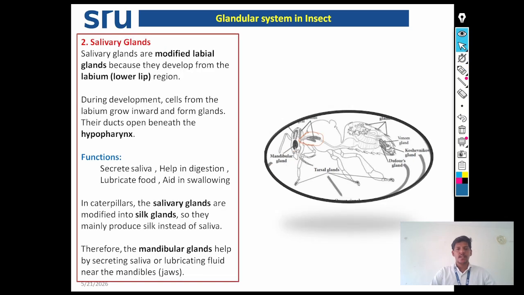Let's go to the next gland, that is the salivary gland. See here in this image, this is a salivary gland. Salivary glands are modified labial glands because they develop from the labium region. That's why they are the modified labial glands.